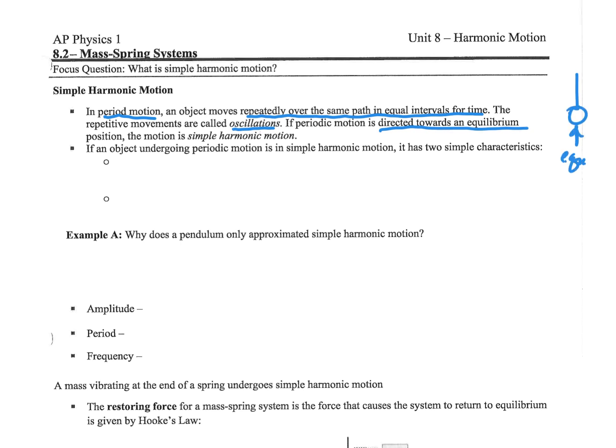So this will be equilibrium. And for a spring, we're talking about where it would be if it was unstretched. If we let it just sit there, it would be at equilibrium. So if something is undergoing periodic simple harmonic motion, it has two simple characteristics. Number one, the force acting on the object is going to be directed towards equilibrium.